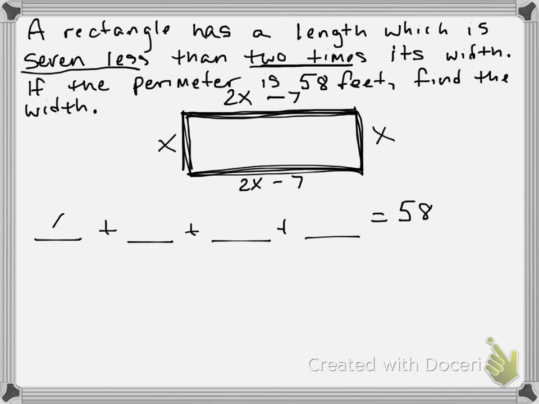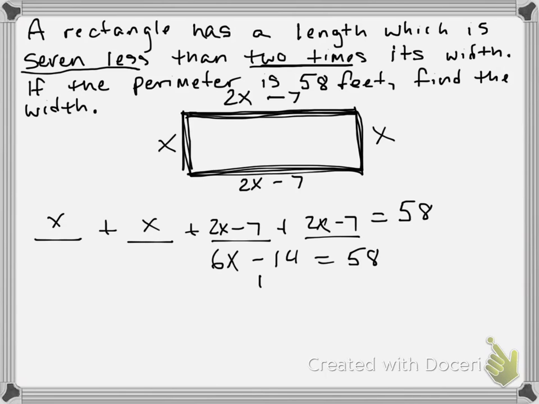I can just fill in the pieces. I'll do the easy ones first, x and x. Now my other ones, 2x minus 7, 2x minus 7. Combine my like terms. Let's see, I got a lot of x's. How many? 1, 2, 3, 4, 5, 6. Alright, 6 x's. What about constants? None here, none. Oh, minus 7 and another minus 7. Well, that's minus 14. And that equals 58.